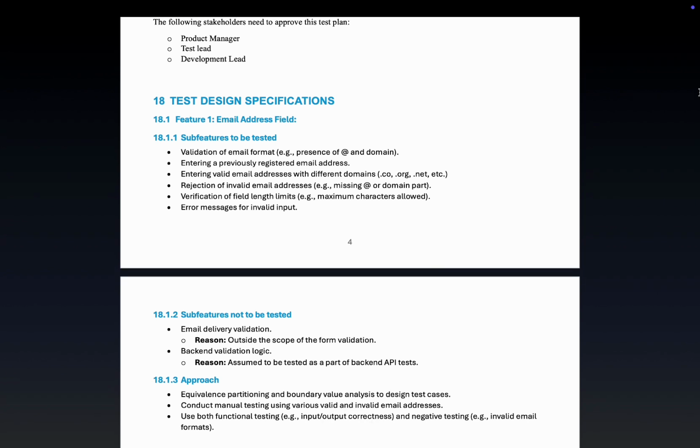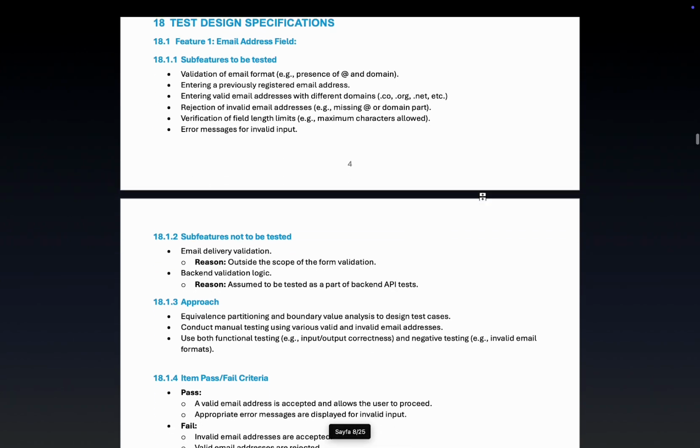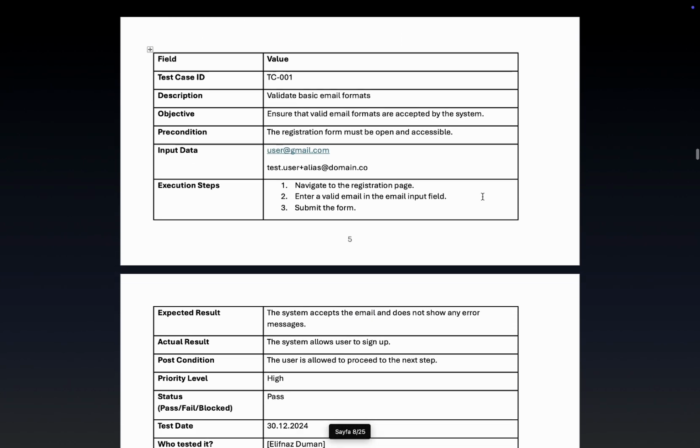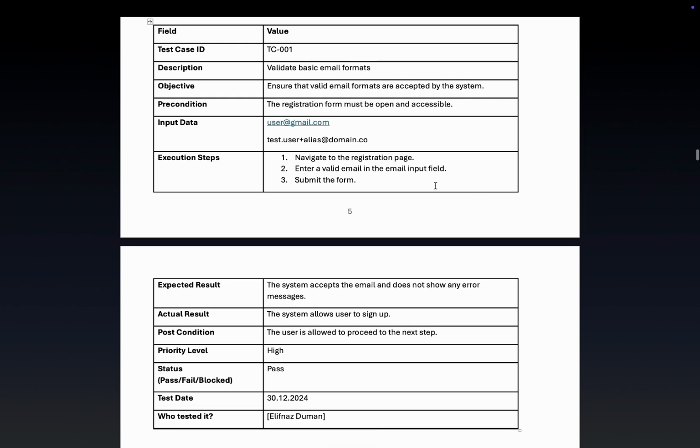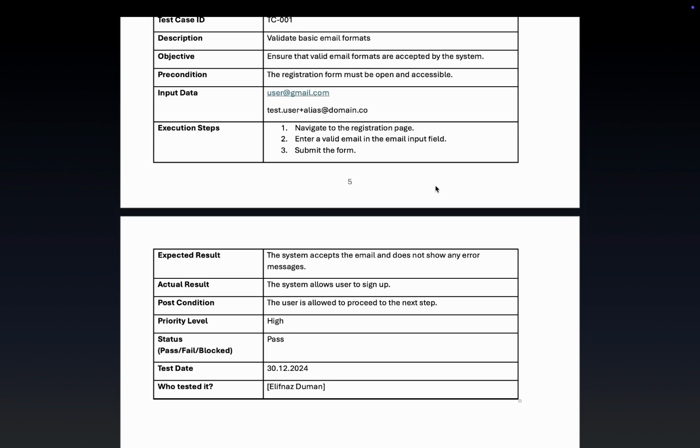Okay, email address field. In this one, we will test validation of email formats, handling of previously registered emails, maximum character limits, and error messages. Now, I will go over the test cases for the email address field. Test case number 1, we are validating basic email formats and ensuring valid emails are accepted, like user@gmail.com and the other one. The expected result is the system accepts valid formats and no error appears. This test passes and has a high priority level.